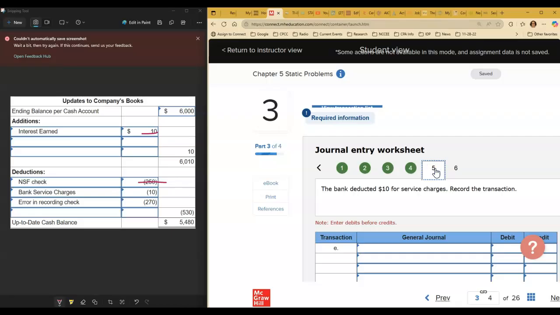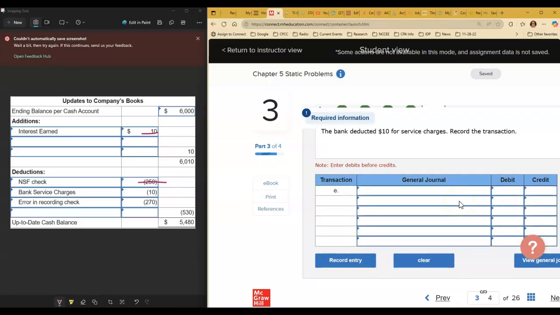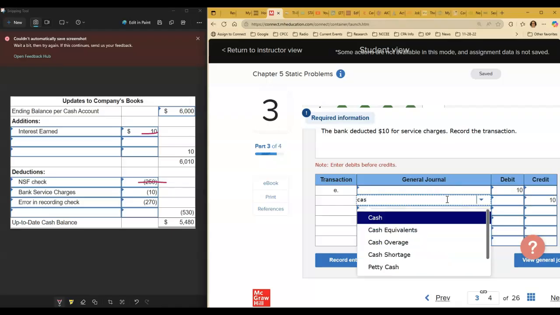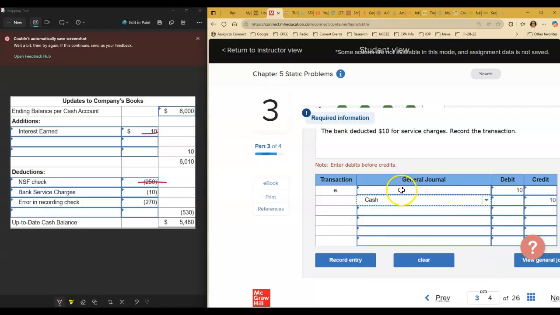Item 5, bank deducted $10 for service charges. Again, we know it's 10 and 10. We deducted service charges, so cash went down, and not service revenue.